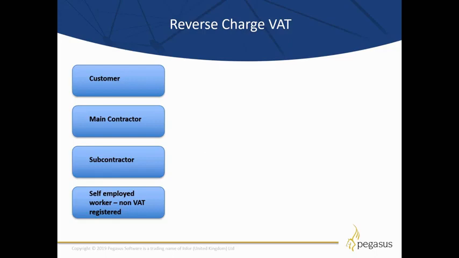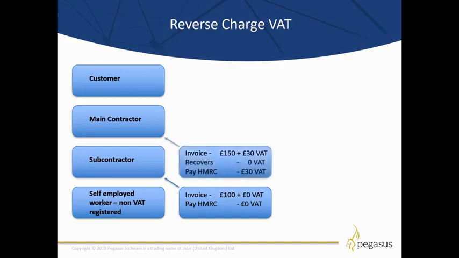At the bottom of the tree structure, there may be a non-VAT registered self-employed worker such as a bricklayer. Under the normal VAT regime, the self-employed worker would send an invoice to the subcontractor for the work done in that period. That would be VAT-free because they're not VAT registered, and the subcontractor would pay that invoice without any VAT. The subcontractor does some additional work. At the end of that period, they will then send an invoice to the main contractor for the work done. This time, the subcontractor is a larger VAT-registered business, so that invoice would include VAT.